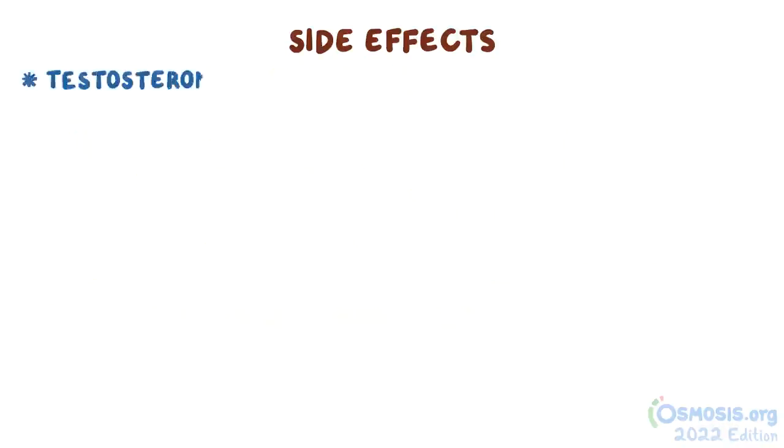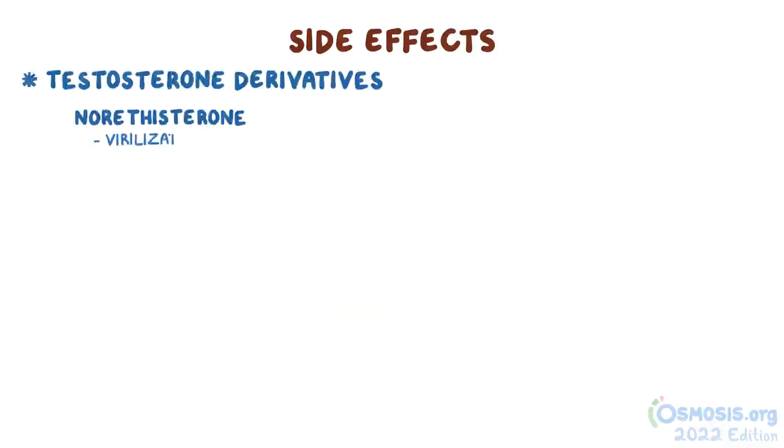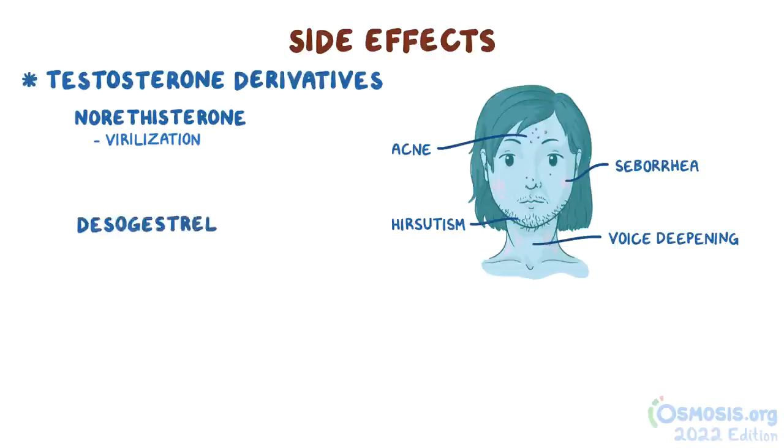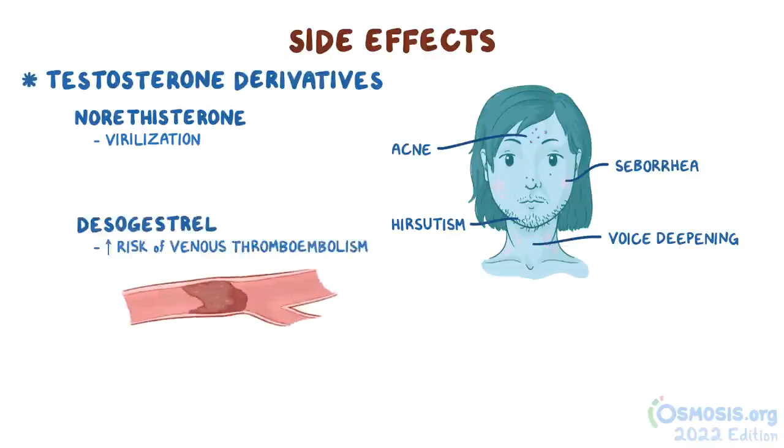Now, older testosterone derivatives like norethisterone are more likely to cause virilization with symptoms like acne, hirsutism, voice deepening, and seborrhea, which is the excessive discharge of sebum from the sebaceous glands. On the other hand, newer testosterone derivatives like desogestrel do not cause these side effects, but they are associated with higher risk of venous thromboembolic disease.